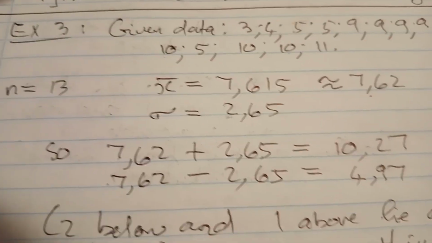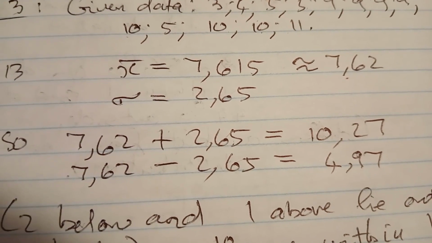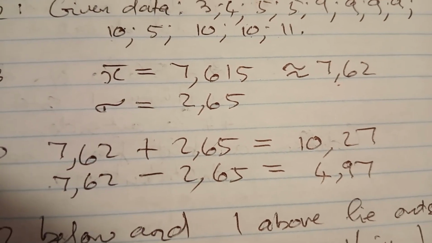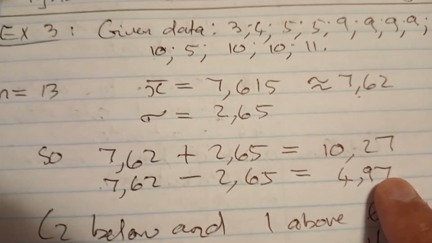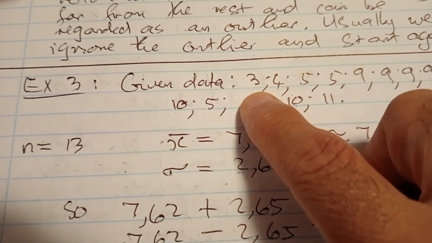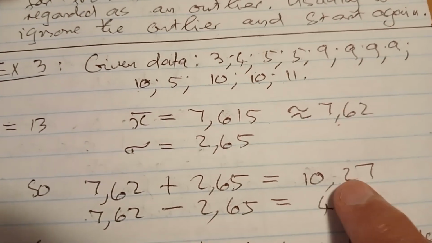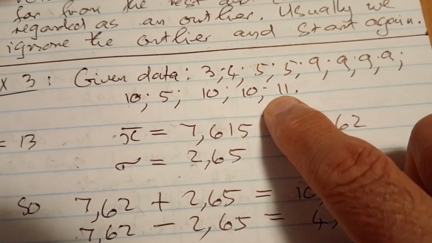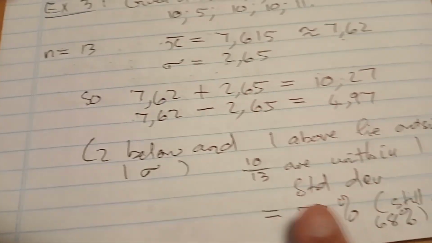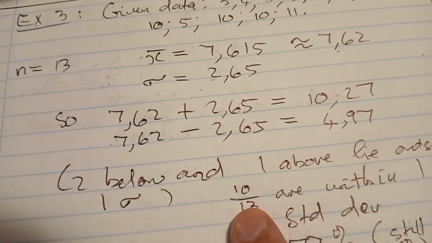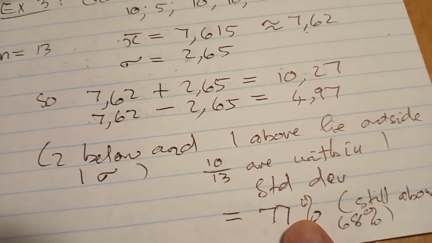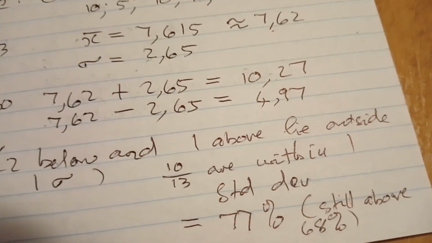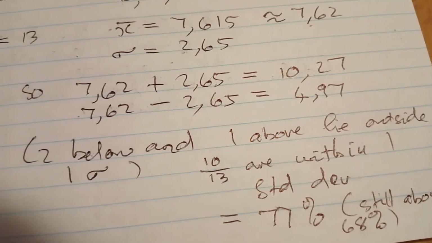And so if we add one standard deviation to the mean and we subtract one standard deviation, we get 10,27 and 4,97. So let's just check the one below, 4,97. There's 2 below it because 3 and 4 are below. And 10,27, the only one that's above 10 is 11. So 3 of them are outside, and that means 10 are within one standard deviation of the mean. So that's 77% of the data. It's still above 68, but a little bit closer this time.